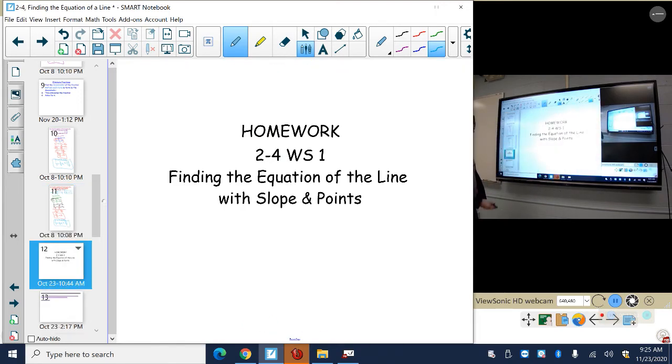Tonight's homework is 2-4, worksheet 1, finding the equation of the line with the slope and the points.